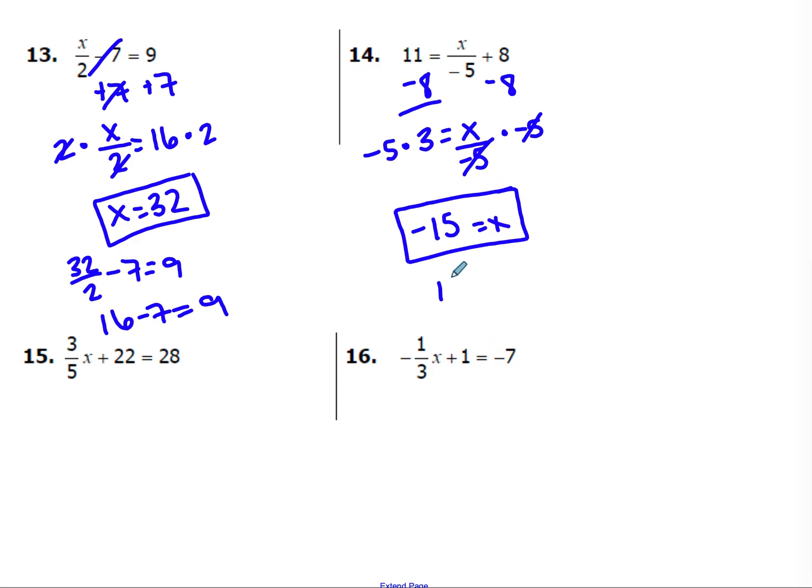All right, let's check it. 11 equals negative 15 divided by negative 5 plus 8. Negative 15 divided by negative 5 is a positive 3, plus 8. Yes, it equals 11.